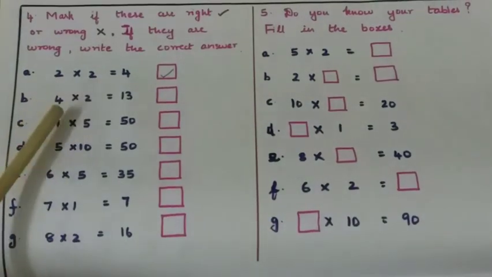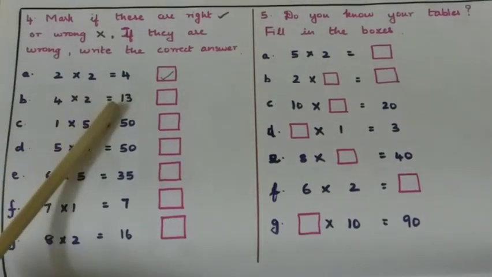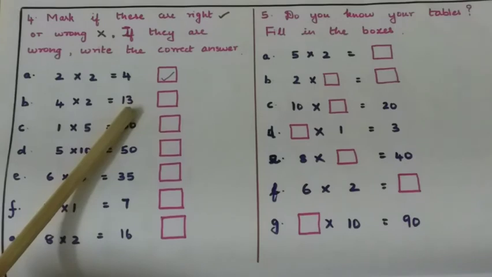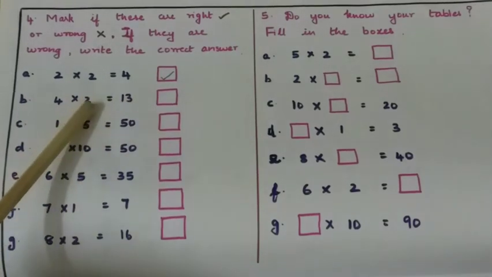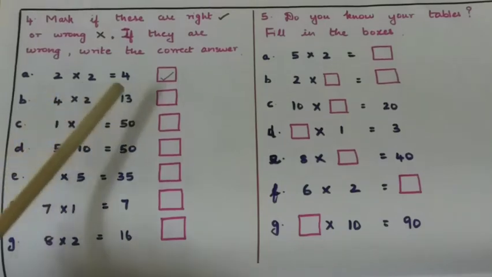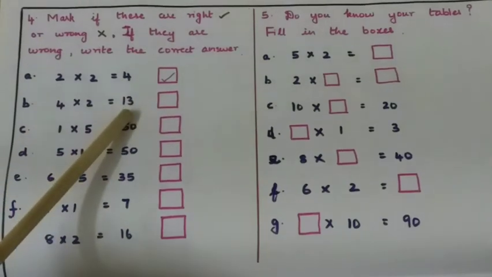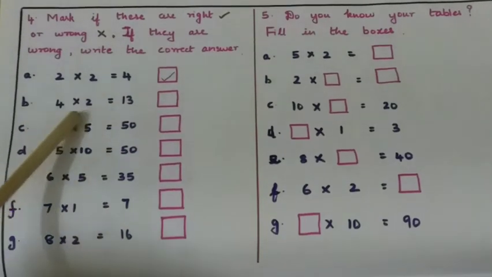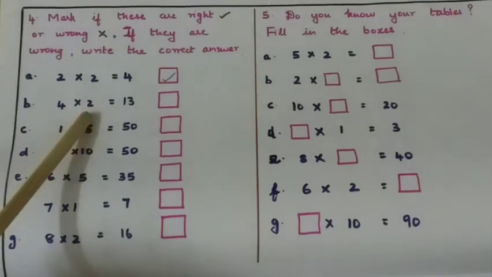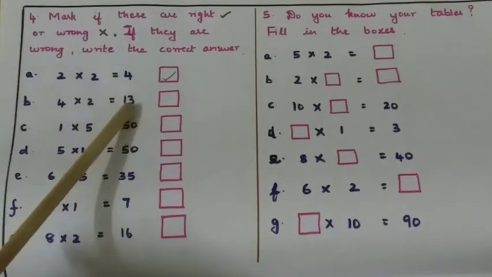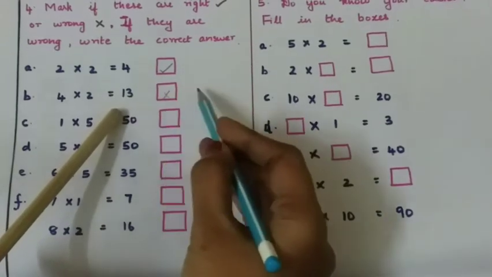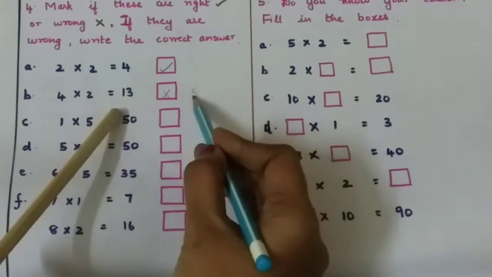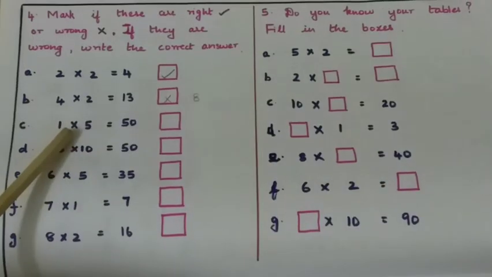And if you take the next one, 4 into 2 equals 13. Is this correct? No, it is not. We know that 2 when multiplied by any number is going to give an even number as the result. And we also know the answer for 4 into 2, which is 8. So this is not correct. And the child needs to write the correct answer beside the box.